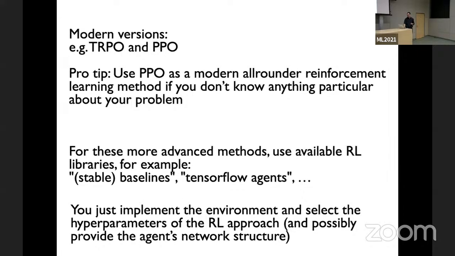Okay. And so it's hard to keep track of all the acronyms. People invent modern reinforcement learning methods all the time, several per year, probably. Some of these acronyms standing for modern advantage actor-critic methods are TRPO and PPO. And just as a pro tip, but this is just empirical and maybe it will change in 2 years: if I were you and didn't know anything particular about the problem, and just wanted to pull a modern reinforcement learning technique out of the box, then my first choice at the moment would be PPO.